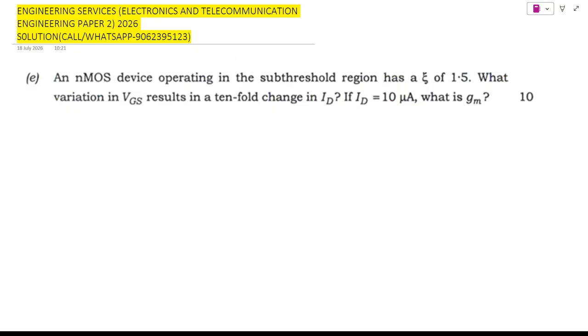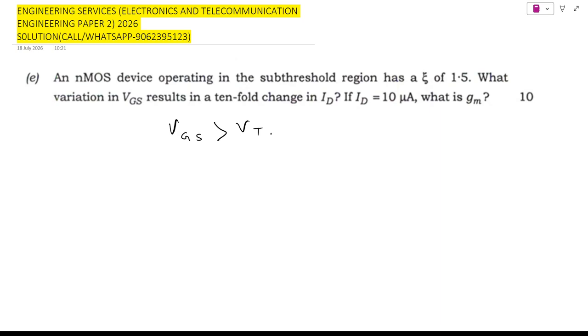Normally we say that a MOSFET turns on only when VGS is greater than VT. But in reality, even below threshold voltage, a tiny current still flows. Why? Because carriers move due to diffusion, just like in a BJT, instead of drift. So this region is called the sub-threshold region or the weak inversion region. Here the drain current changes exponentially with the gate voltage. That is why even a very small increase in VGS produces a huge increase in the current.